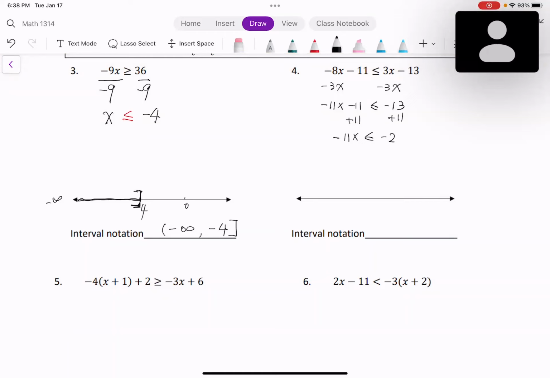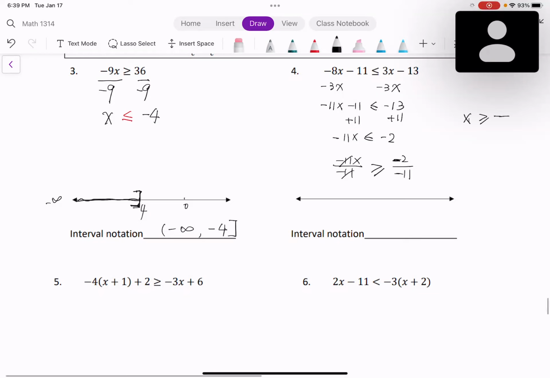Okay, solving for the x, I must divide by -11 on both sides. So divide by -11. -11x divided by -11 and -2 divided by -11. Okay, I must reverse the direction of the symbol. It's greater than or equal to -2 over -11. And let's simplify this. X is greater than or equal to, so negative over negative is positive, 2 over 11.